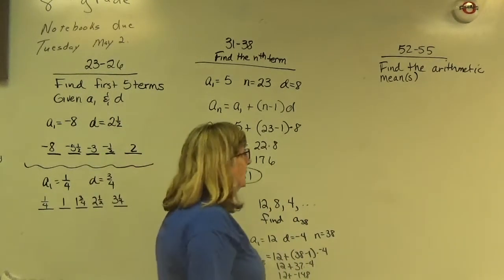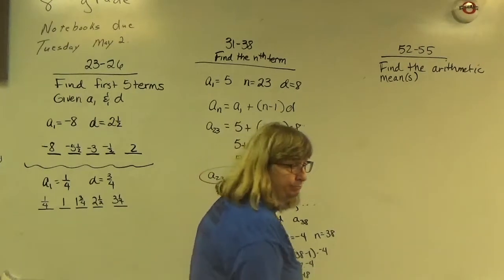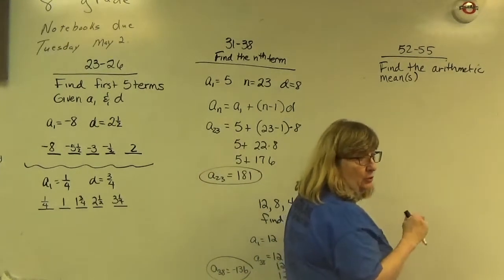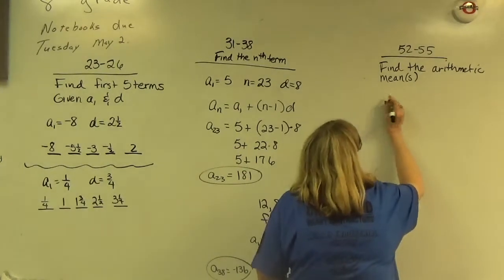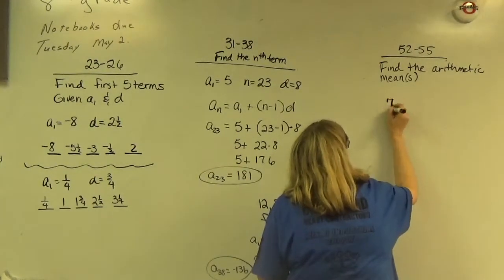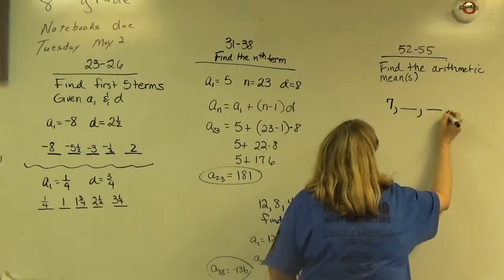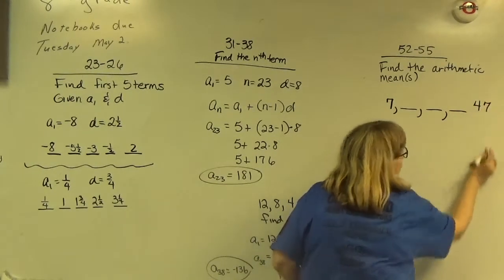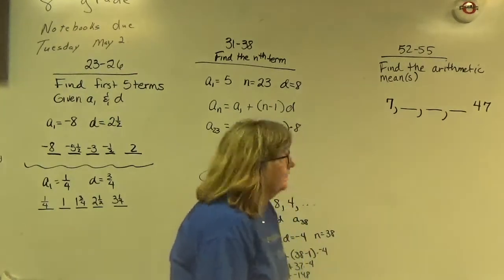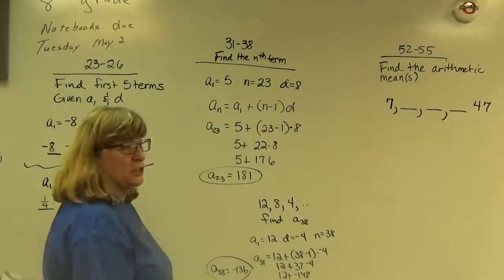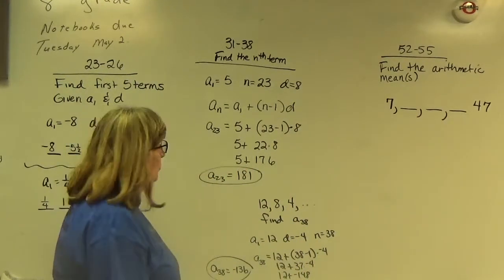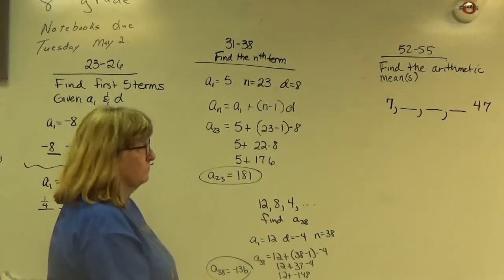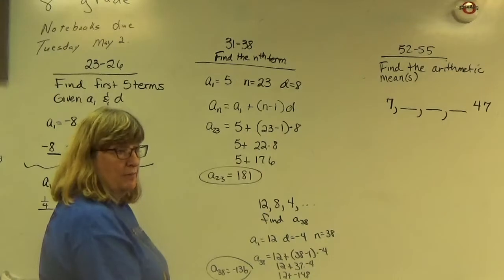And I always like to make it a little bit more interesting than the book does. So first I'll start with a fairly logical one, and one that you've got to think about. This example has 3 arithmetic means. And I could have worded it differently. I could say find 3 arithmetic means between 7 and 47.